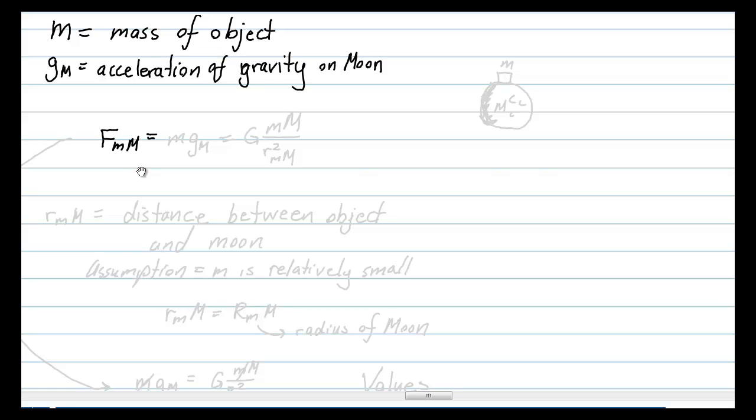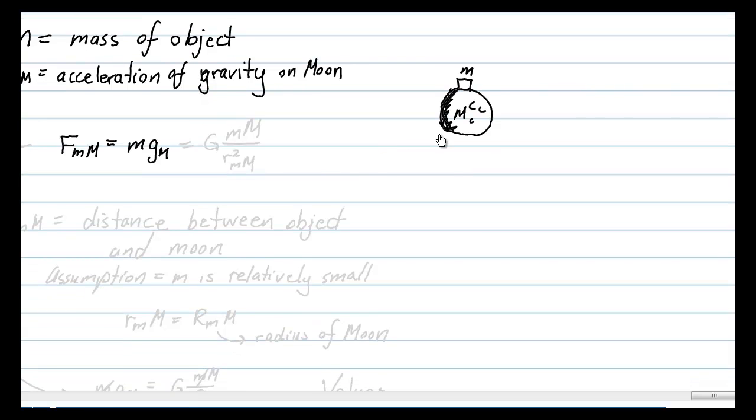Thus the force exerted on the object by the moon is pointing downwards towards the moon's center, and it has a magnitude mgm. Here I draw for you the moon, big M, and the object, little m. The dimensions of this object, little m, are so small with respect to the moon's radius that we can consider the object to be a point mass. The goal in this video is to find gm.